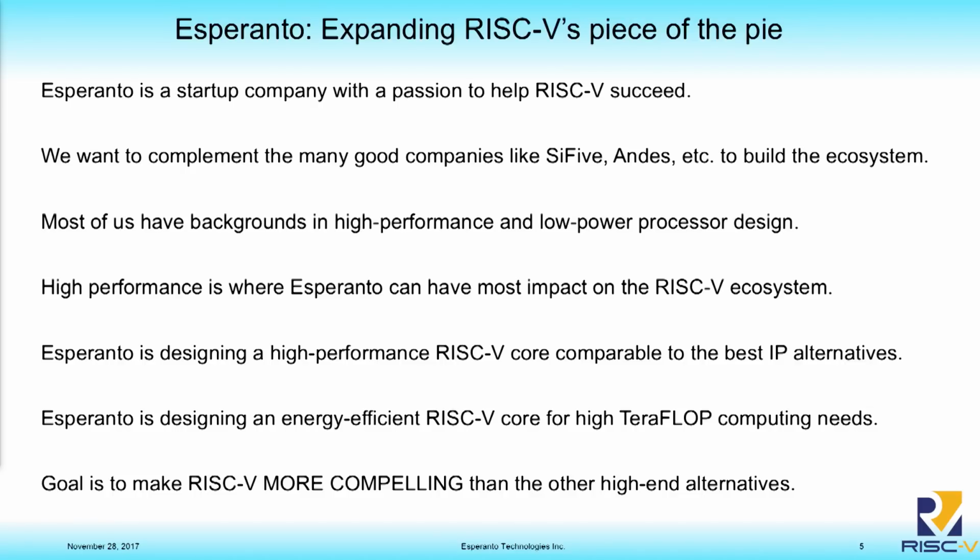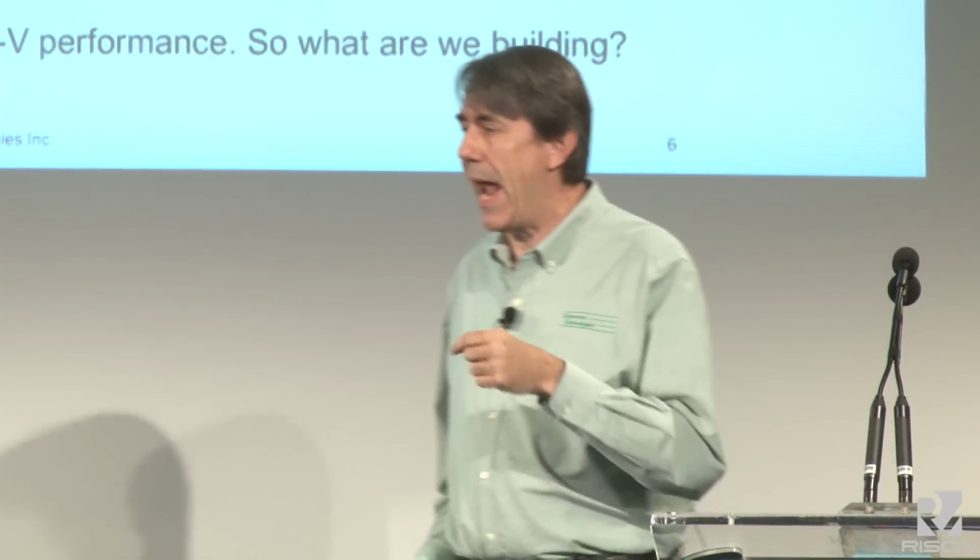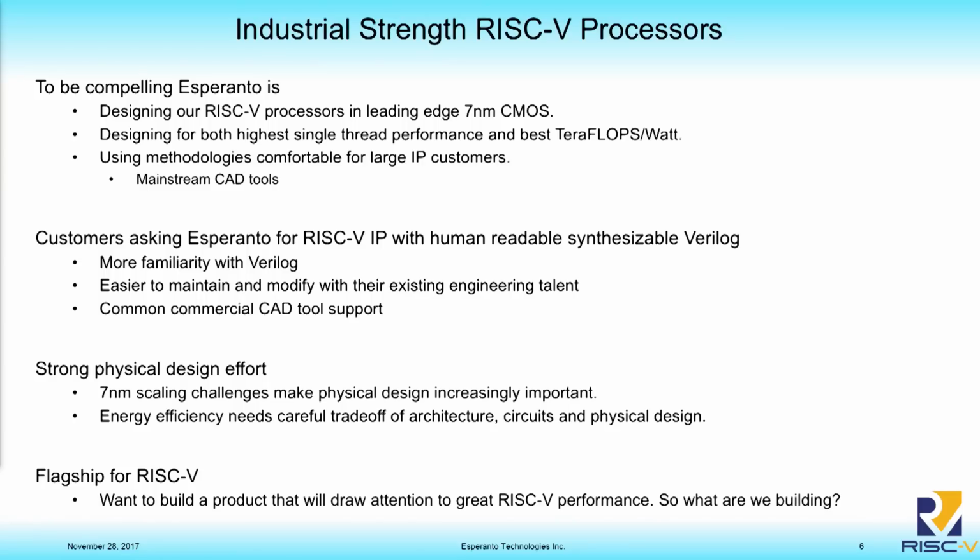So what we are designing is a high-performance RISC-V core that we think will be at levels of performance comparable to the best IP core that you can get today. We're not just doing one core, we're actually doing at least two or three. The second main core we're doing, we're going to focus on high teraflop levels of computing. And our goal is to make RISC-V more compelling than those other high-end alternatives. So how are we going to do that? Well, to start with, we are, and have been for the last 2 years, designing in leading-edge 7-nanometer CMOS technology.